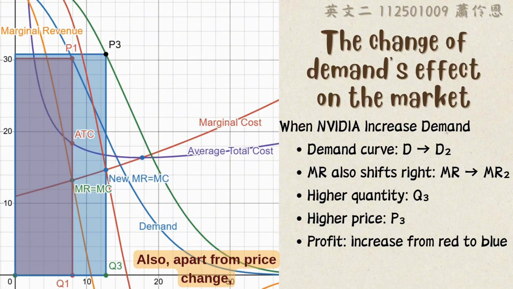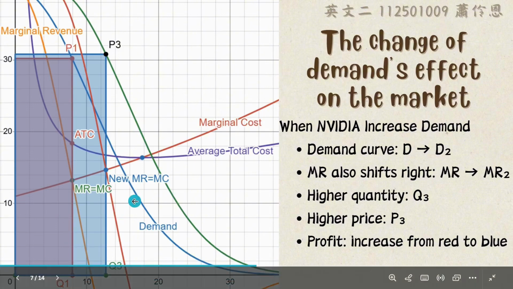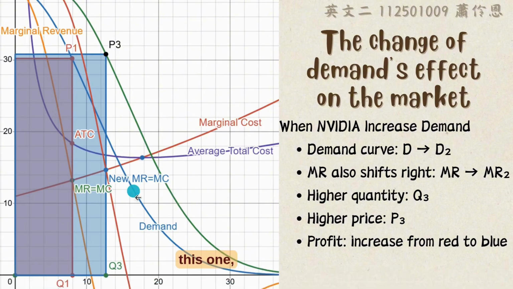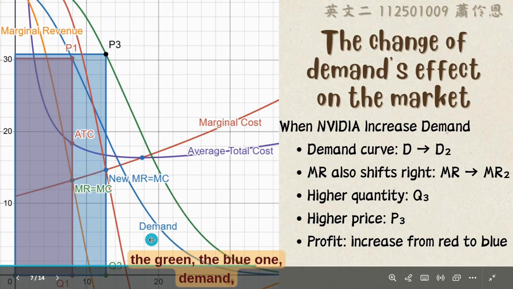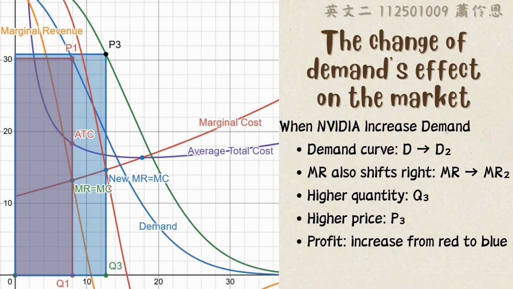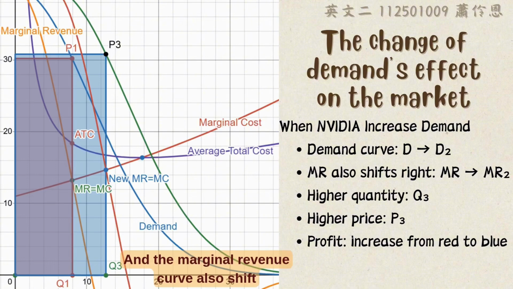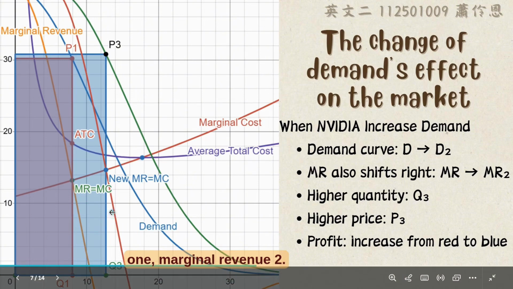Also, apart from price change, exterior factors can also affect TSMC's profit. For example, when NVIDIA decided to produce more CPUs and demand for chips increases, this change causes the demand curve to shift from this one, the blue one, to D2, the green line here. And the marginal revenue curve also shifts from the orange one to this red one, marginal revenue 2.